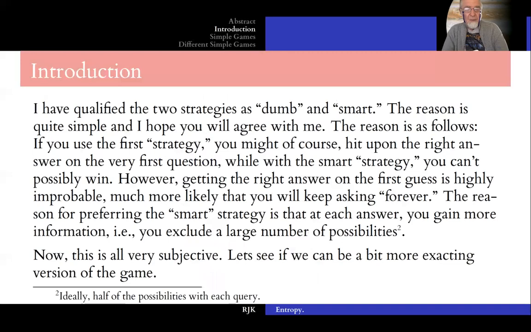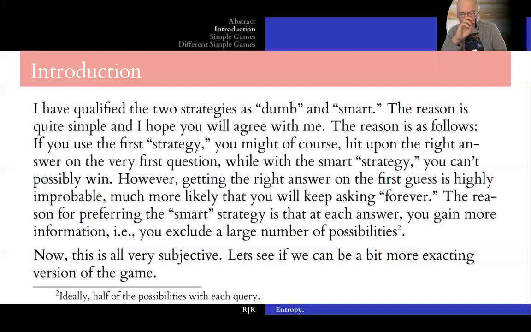So these are what I qualify as two strategies, dumb and smart. They're not very specific, but I hope that you at least got the idea of what's going on. If you use the first strategy, you might hit upon it right on the very first question. While with the smart strategy, you can't possibly win on the first question. But if you're on the dumb strategy and you just keep going, you're most likely to keep asking forever.